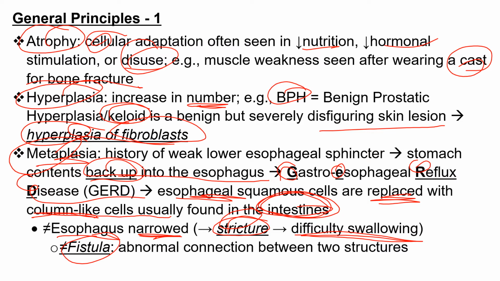Do know that a stricture means narrowing, and a narrowing in the esophagus, for example, would obviously cause a difficulty swallowing. And know the term fistula. Fistula is an abnormal connection between two pipes, two structures. For example, one vessel, second vessel. If there is a fistula, there is a connection between them. Not good.